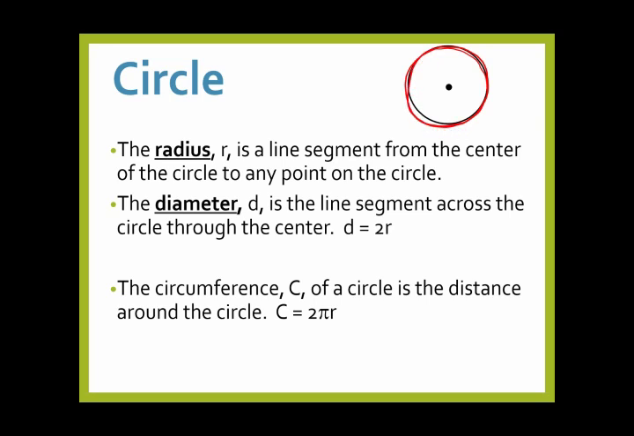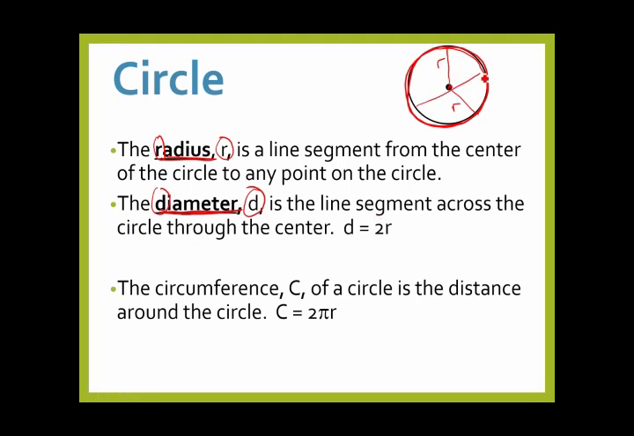And so some things we have to know: we need to know what a radius is and what a diameter is. So in geometry, we start referring to radius as r, and we start referring to diameter as d. So the radius is a line segment from the center. So we start at the center, and if we draw a line in any direction, this is the radius. If we draw it from this dot to here, this is the radius. And then the diameter is a line segment across the circle through the center.